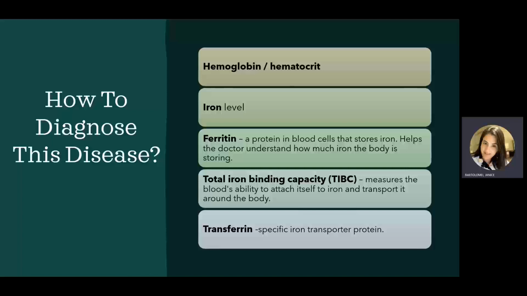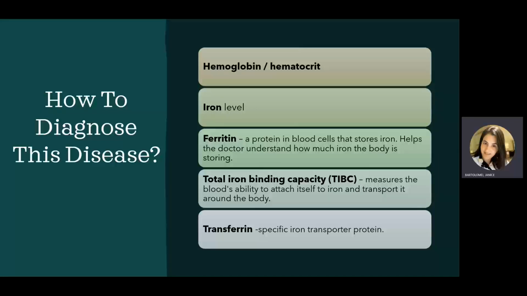We diagnose it with hemoglobin and hematocrit. You can get their iron levels just to see how low they are. Then the physician can also order ferritin. Ferritin is the protein that literally stores iron. So if your ferritin is low, that means your body's not storing iron. That's why it's helpful in the diagnosis of iron deficiency.